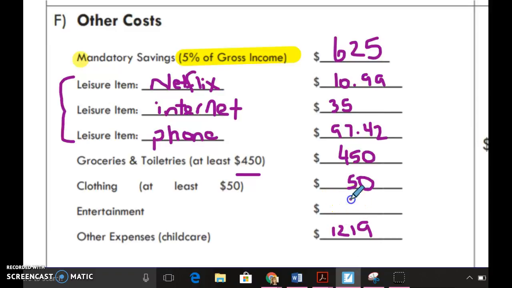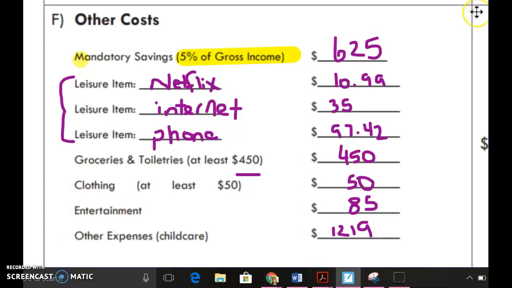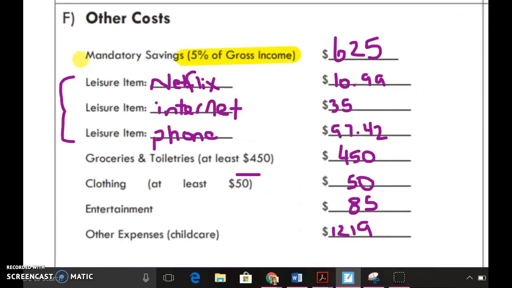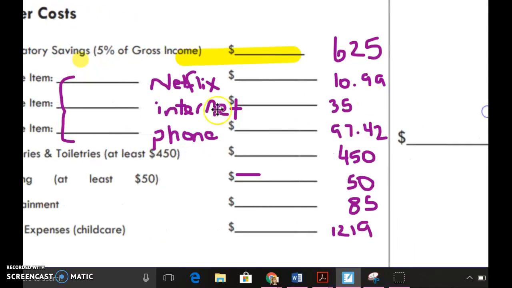I'll say I want to be able to eat without the baby, so I'm going to pay 85. Maybe sports are important to you. You add all of these up, and that's going to be your total for other costs. So my total costs for all of my expenses that I would write over here on this side would be, and it adds up, $2,572.41.